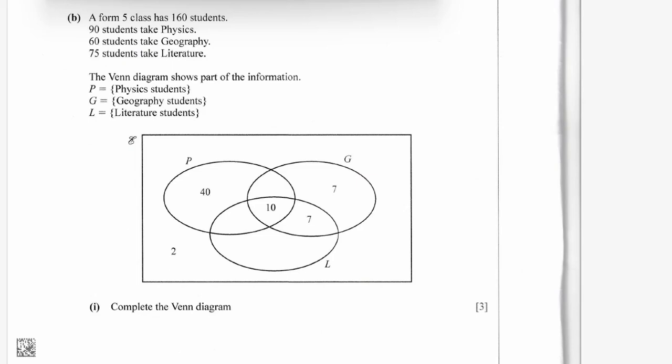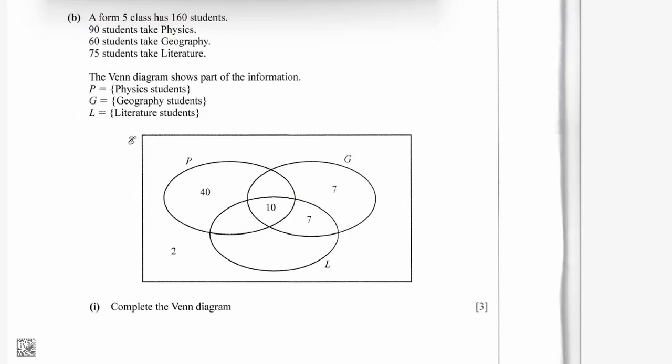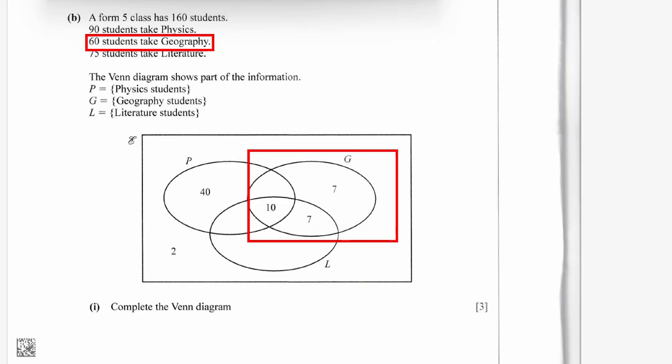From what you are given, for example, 90 students taking physics. This means that if you add every number you are going to put in this circle, it should give you a total of 90 students. Same applies to the circle with T, which is this one here. If I add 10, 7 and 7 and another number which should be here, another number which should be there, it should give me a total of 60. Same applies to the literature.